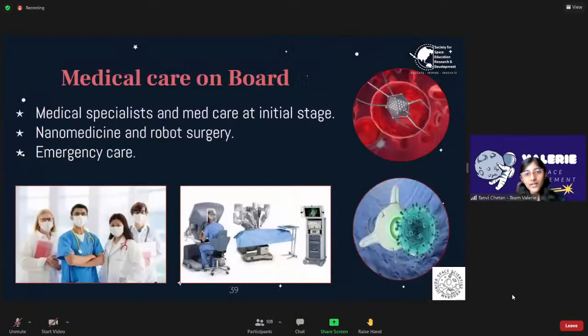And now let's talk about the medical care on board. We'll be having medical specialists from all fields of medicine, and we'll be having a med center or a med bay at initial stages of our settlement until it can be built and developed into a fully developed hospital. We will be researching new methods like nanomedicine and robot surgery. We will also have emergency care facilities like ambulances.